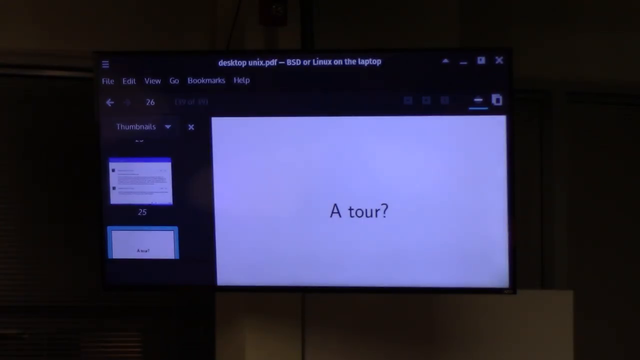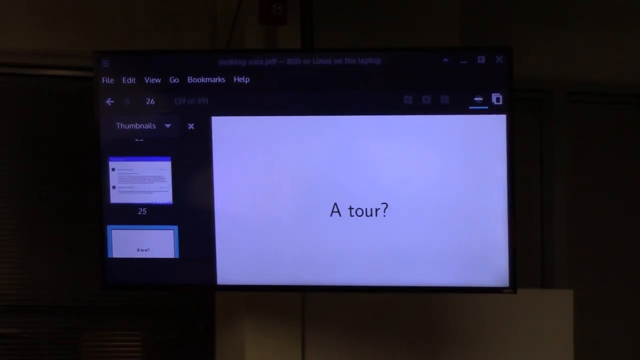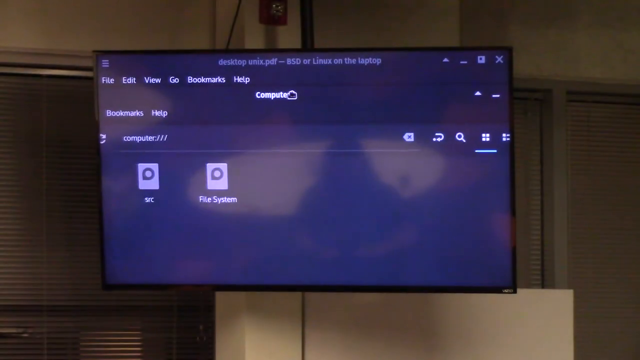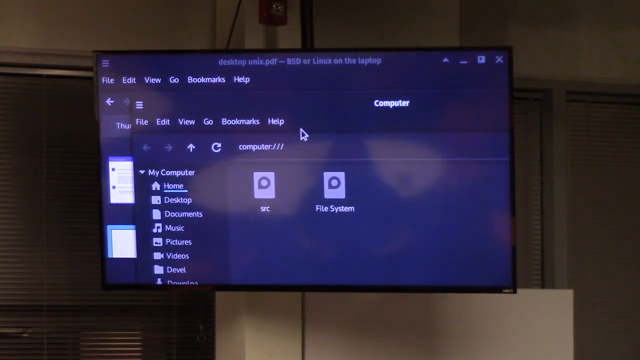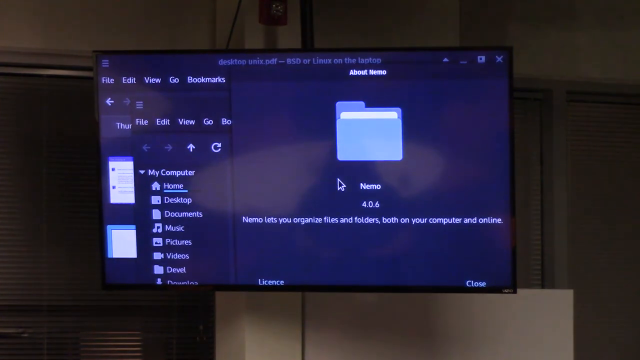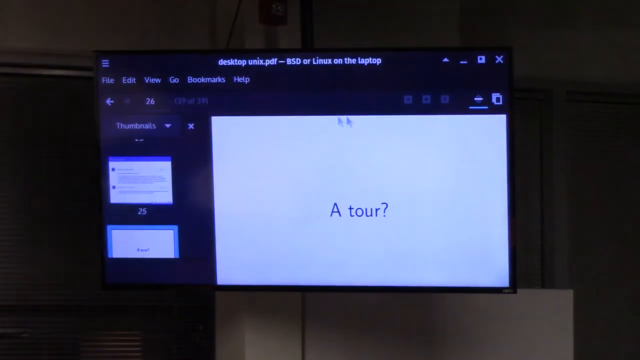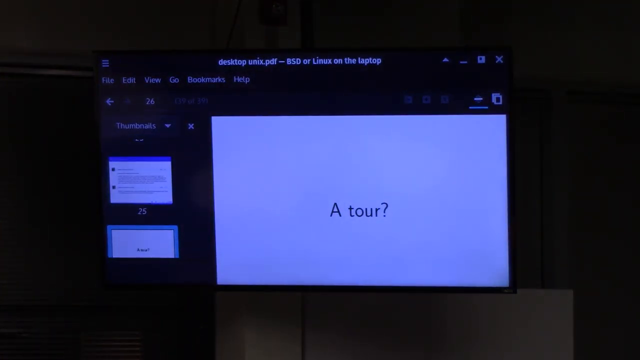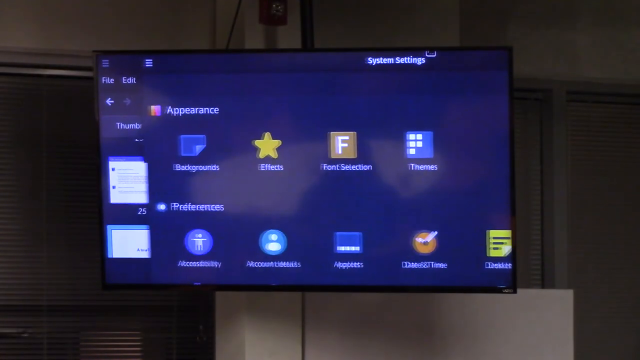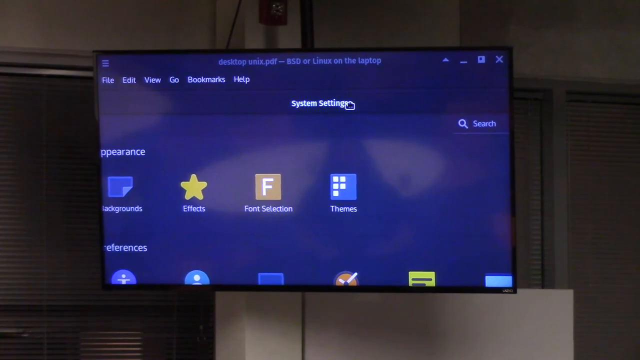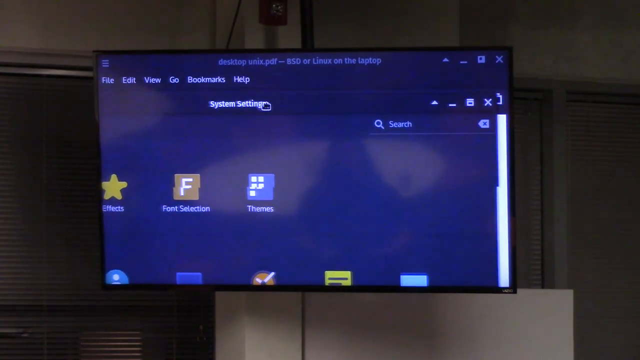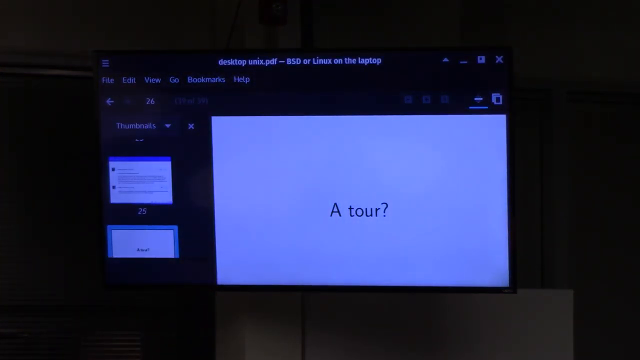Nemo is basically just the forked file browser from GNOME, which is Nautilus. There's Nemo. I'll probably show you the system settings. The screen resolution is small, but you guys can get the idea. That's the control center. There's not all that much to show.